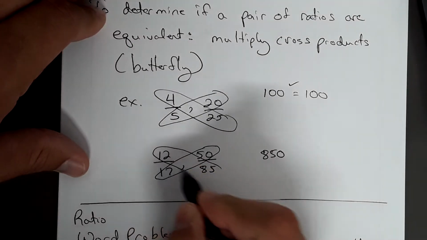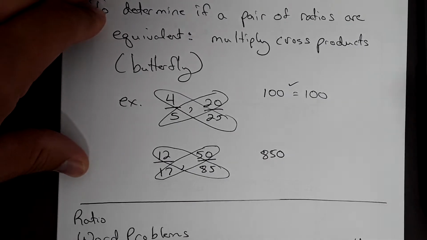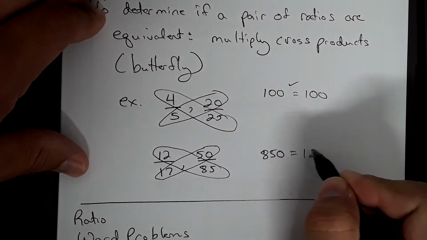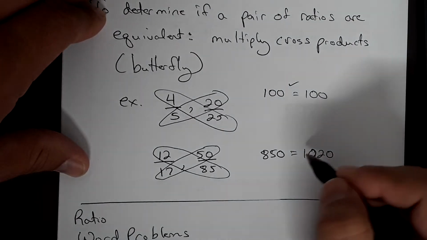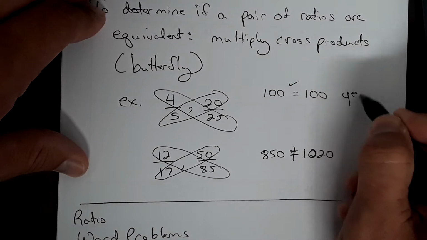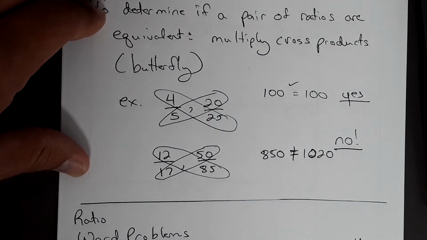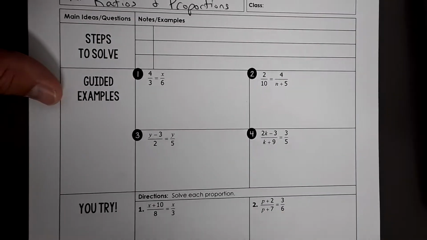Then I'm going to multiply these two. 12 times 85 is 1,020. And 850 does not equal 1,020. So where these two were equivalent, these two are not. So if you just want to see if two ratios are equivalent, you just multiply cross products and see if they're equal. Easy peasy.